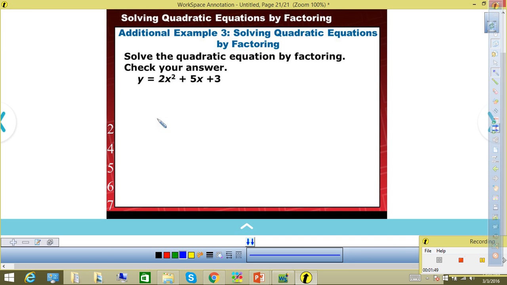Example number 3. y equals 2x squared plus 5x plus 3. First step. What is step 1, everyone? Solve for y. Is it already solved for y? Yes. And what also did it say in parentheses? Standard form. It's already in standard form. Okay. Step 2. Substitute 0 for y. So it's 0 equals 2x squared plus 5x plus 3. And everybody's doing this one with me, right?